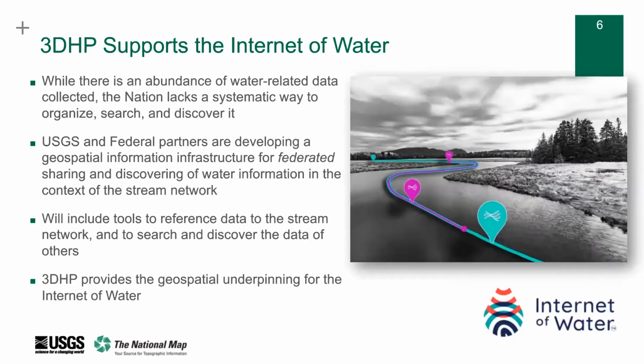Next slide. And just briefly, the Internet of Water comes from the premise that there's a lot of water data collected by a variety of agencies and entities across the nation, but we lack a systematic way to organize, search, and discover it. So there's a federal consortium of partners who are developing a geospatial information infrastructure that will allow for a federated sharing and discovery of water information in the context of the stream network. And the 3DHP is intended to be the geospatial underpinning, or that stream network, that supports the Internet of Water. Next.